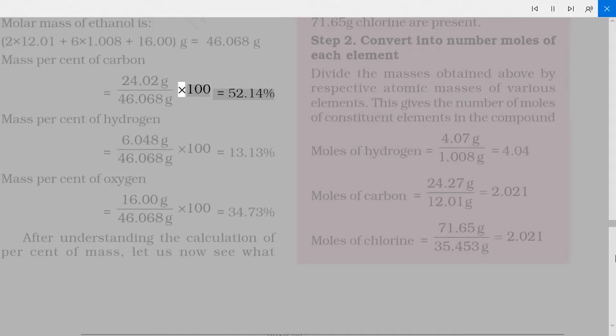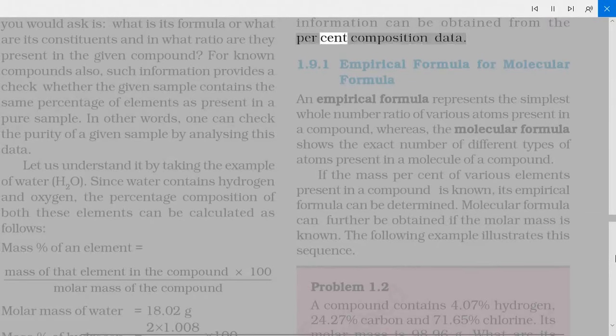divided by 46.068 g, × 100, which is equal to 52.14%. Mass percent of hydrogen is equal to 6.048 g divided by 46.068 g, × 100, which is equal to 13.13%. Mass percent of oxygen is equal to 16.00 g divided by 46.068 g, × 100, which is equal to 34.73%. After understanding the calculation of percent of mass, let us now see what information can be obtained from the percent composition data.